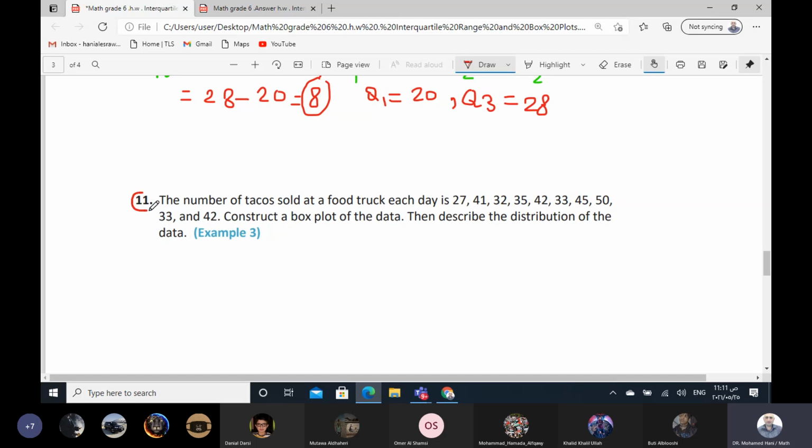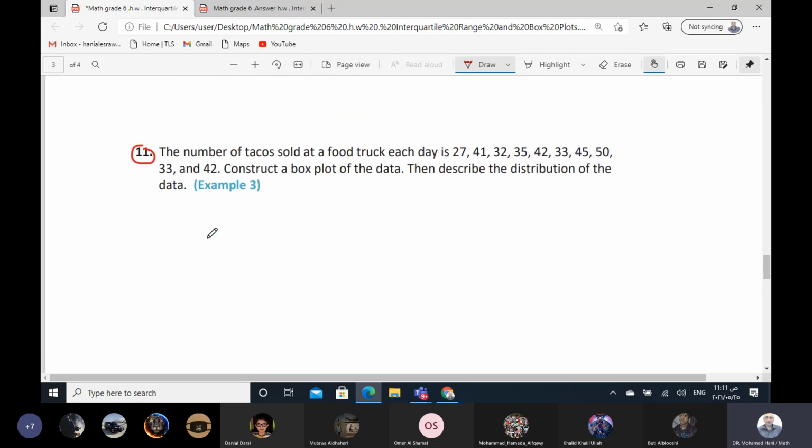Who can read exercise number 11, please? Omar? Yeah, read, please. The number of tacos sold at a food truck each day is 27, 41, 32, 35, 42, 33, 40, 45, 50, 33, and 42. Construct a box plot of the data. Then describe the distribution of the data.